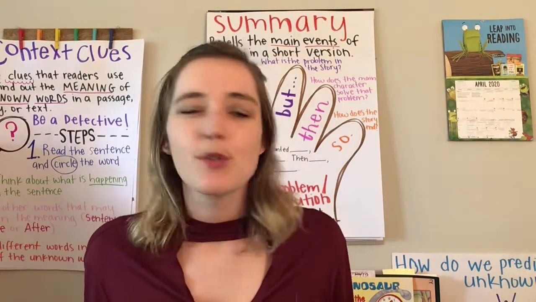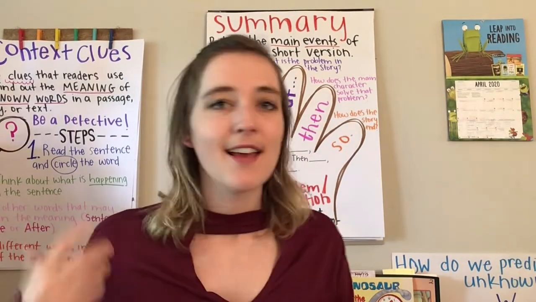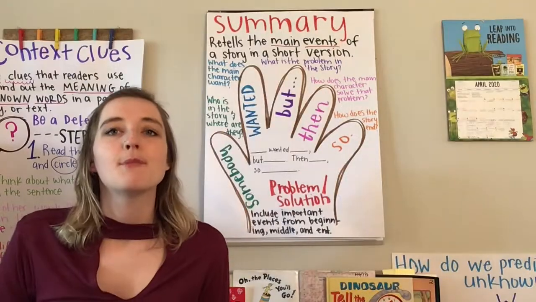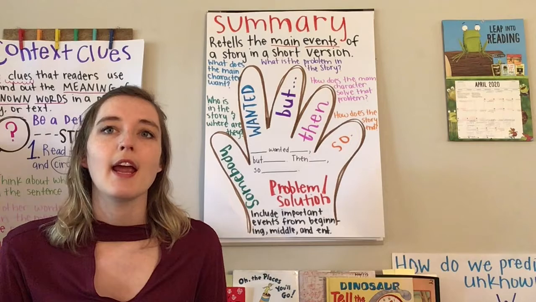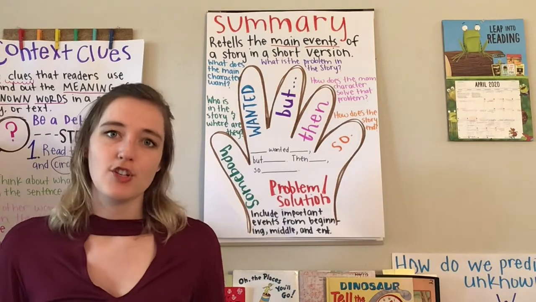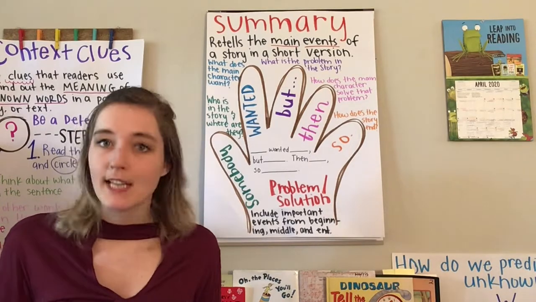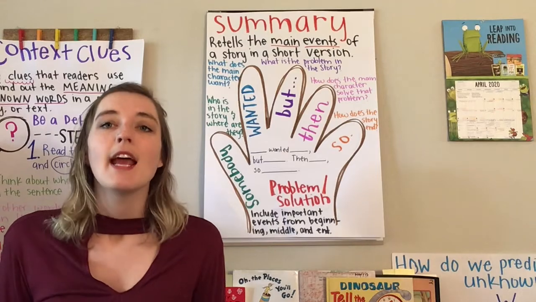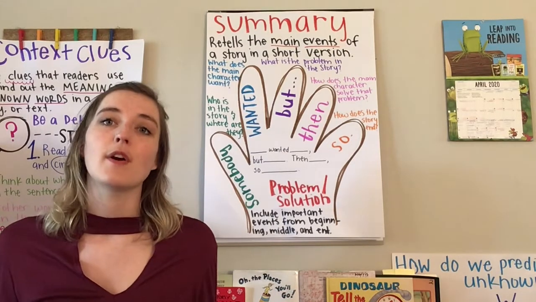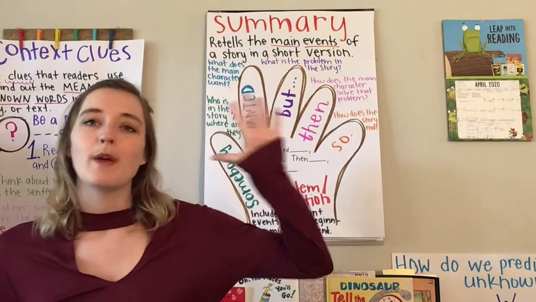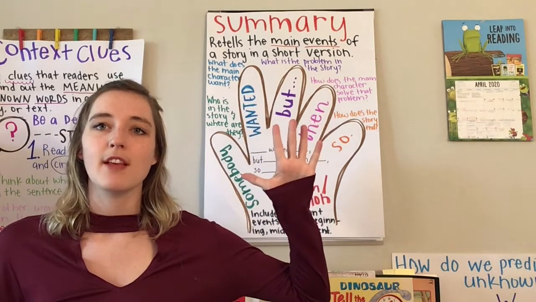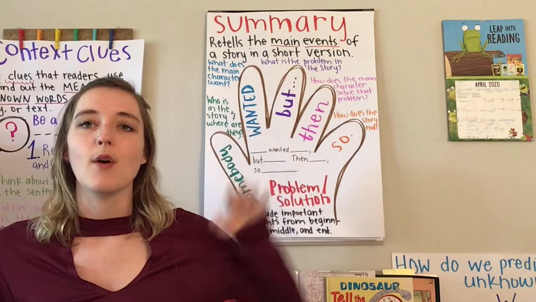So first, what we're going to do is quickly go over what a summary is. Remember, a summary retells the main events in a story in a shorter version. It's not retelling every single thing that happens. It's focusing on the main events and putting them into a quick couple of sentences. When we think of a summary, we think of these 5 things: somebody, wanted, but, then, so.